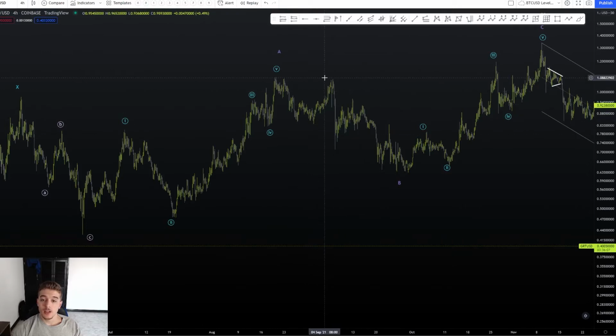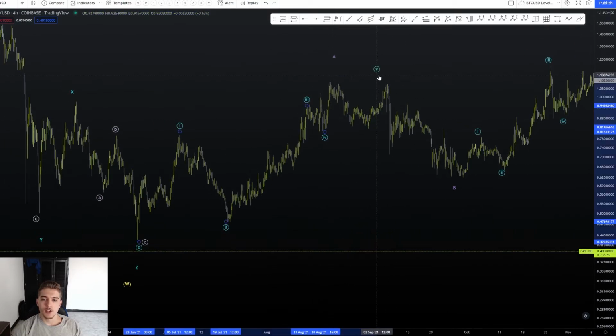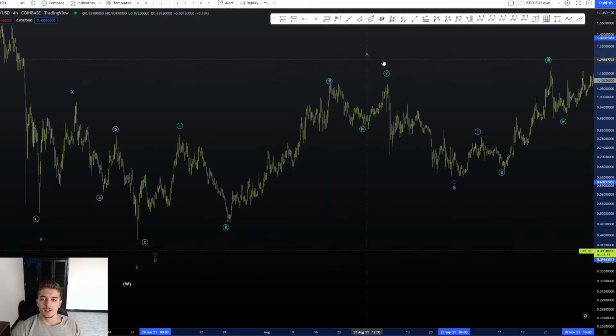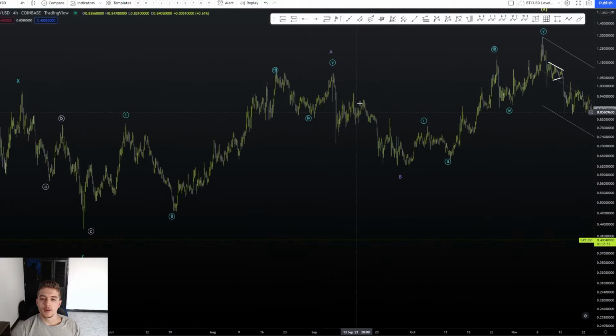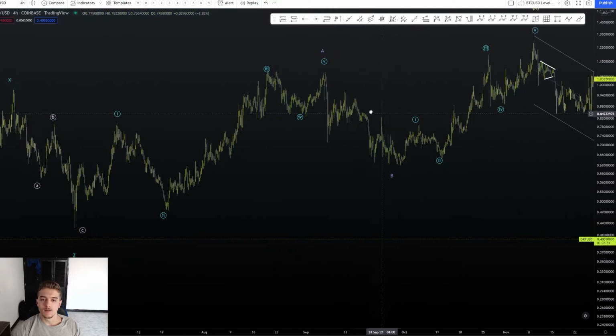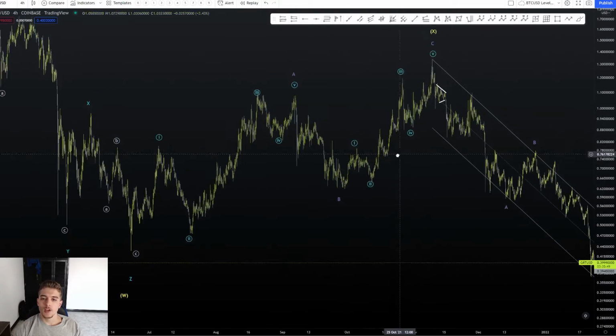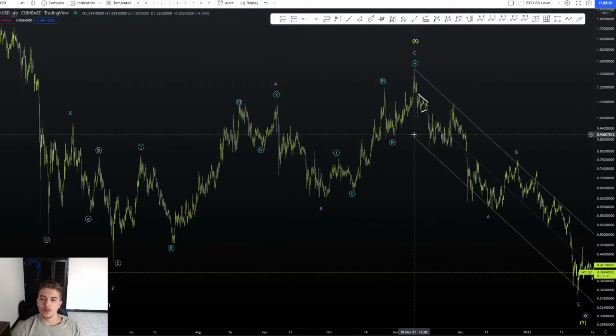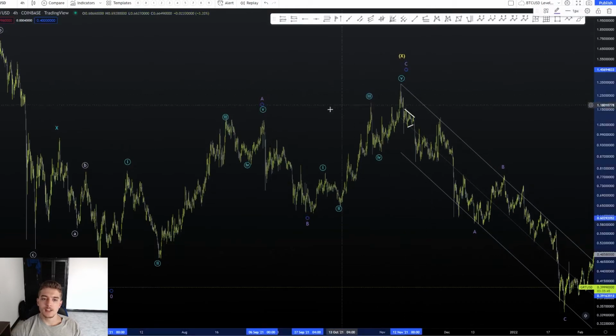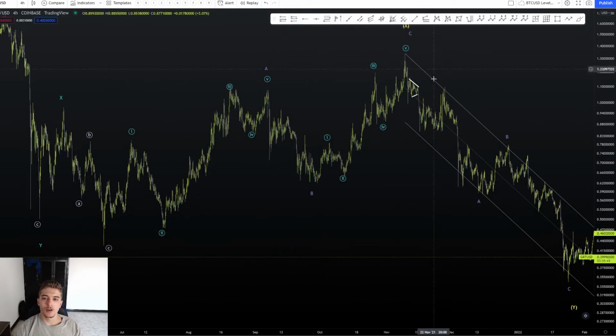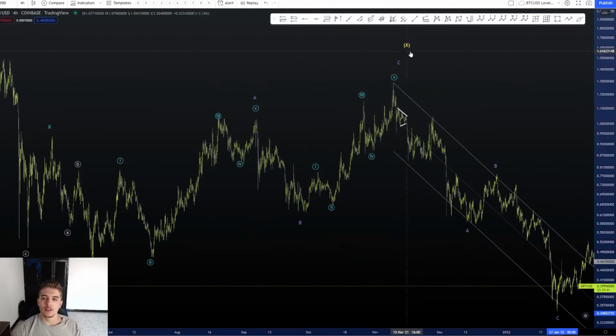This could actually be a WXY as well for a WXY into these lows, or it could be an ABC if we call this the top. This could actually all be the top right here. This could be wave 3, and this could all be the wave A, and this could be an ABC for the wave B. That's another way you could count it. And then moving up from the wave B, we get a 1, 2, 3, 4, 5 to complete this wave C of the zigzag. So this is all a zigzag right here, and that would be this wave X.